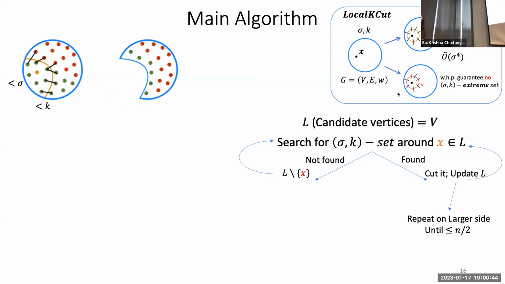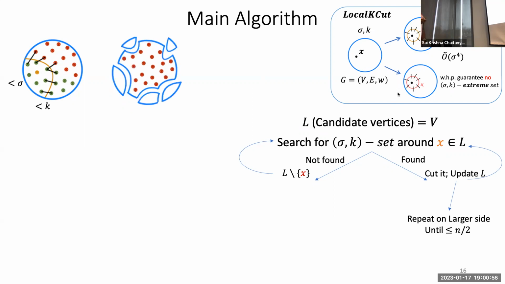And I keep recursing only on the larger side. I ignore the small side. I keep recursing only on the larger side until the size of the large set is less than n over 2. Now we have found many sigma K sets, like all these five sigma K sets. We have removed them, so now we end up with this residual graph, and we say we have exhausted all the candidate vertices that we can search around. So now we are sure that there are no sigma K extreme sets in any of these.